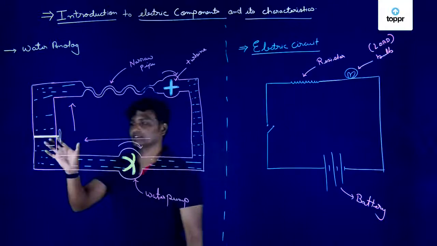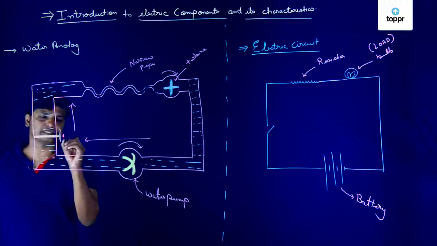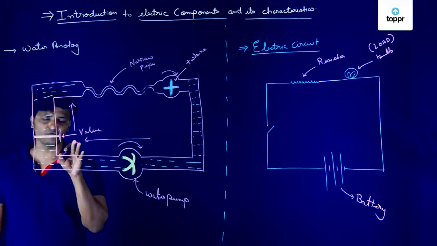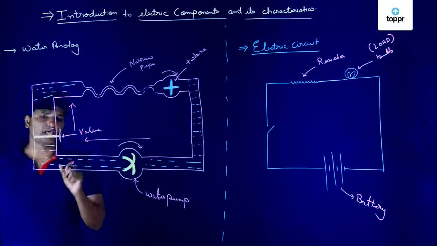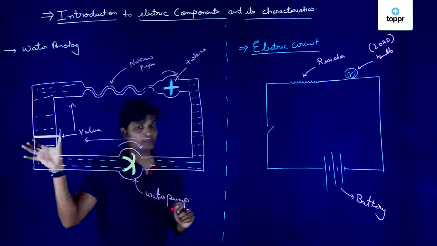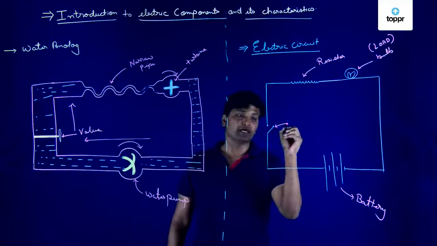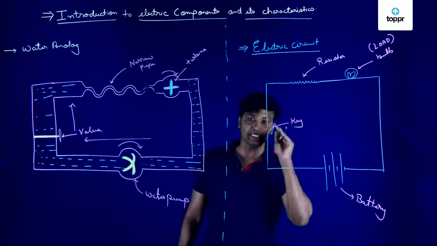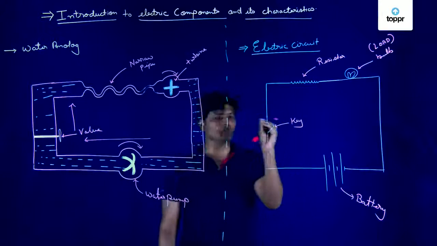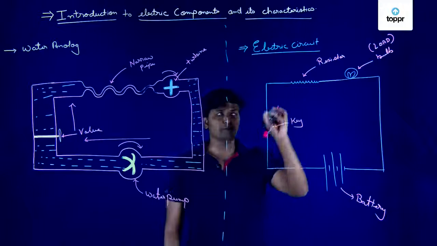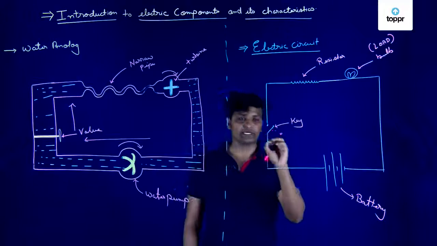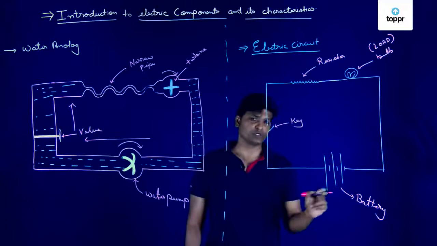Okay. Let us come back over here. What is this? This is a valve. What is the job of this valve? I can fasten this valve and I can stop the flow of the current. The same role is played by something which is called as key in this electric circuit. What is the job of the key? If the key is open, then the current will not be able to flow through the circuit. If the key is closed, then the circuit is completed and the current starts flowing through the circuit.